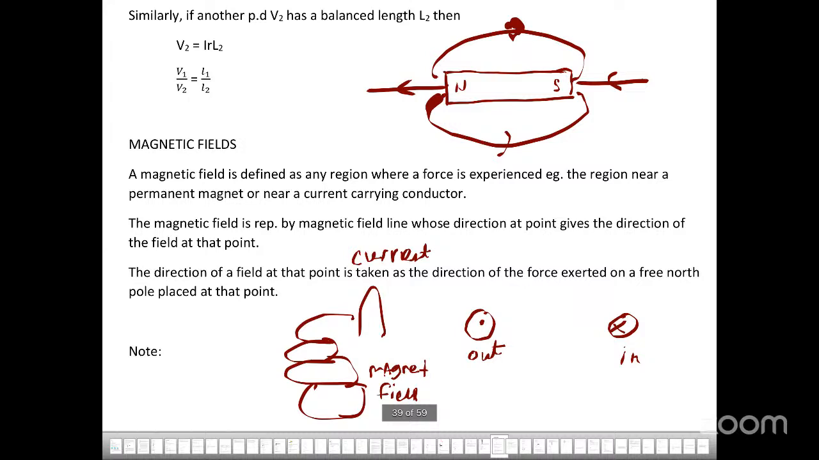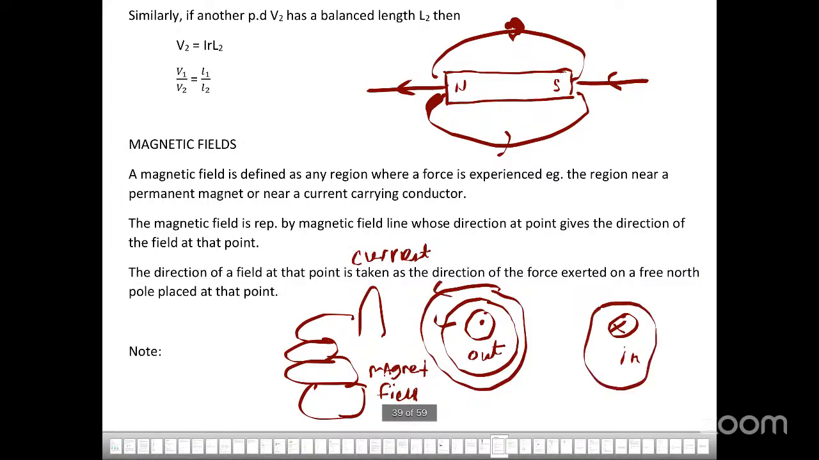So when the current is coming out, it is counterclockwise, and the X is clockwise. The rule is the right hand grip rule. That's the magnetic field around a conductor.